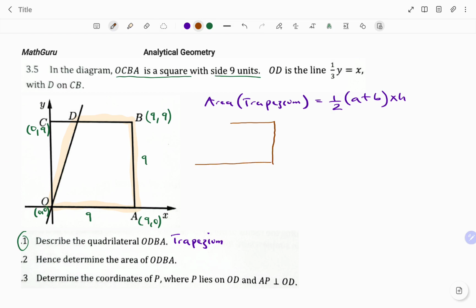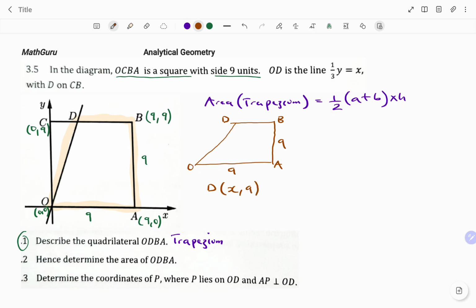Then I have the long side. So I have the point D, which is unknown. I have B. Between A and B, that's 9 units. And also O, between O and A, that's also 9 units. I need to find the distance DB. The coordinate of D will be, I don't know my x coordinate, but I know it has the same y coordinate as B, which is 9.